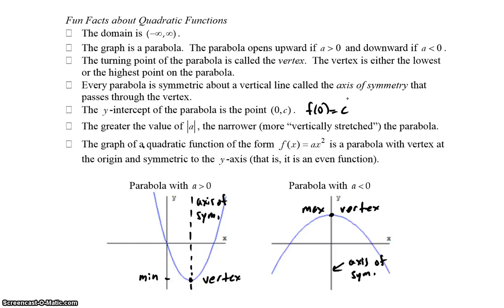of the parabola. Next point, the greater the value of the absolute value of a, that is, here we're thinking about the value of a without regard to its sign, the narrower or more vertically stretched the parabola. So a is a vertical stretch factor, and the greater the value of a in absolute value, the more vertically stretched the parabola. Therefore, the parabola is going to look narrower as the absolute value of a increases, and wider as the absolute value of a decreases.